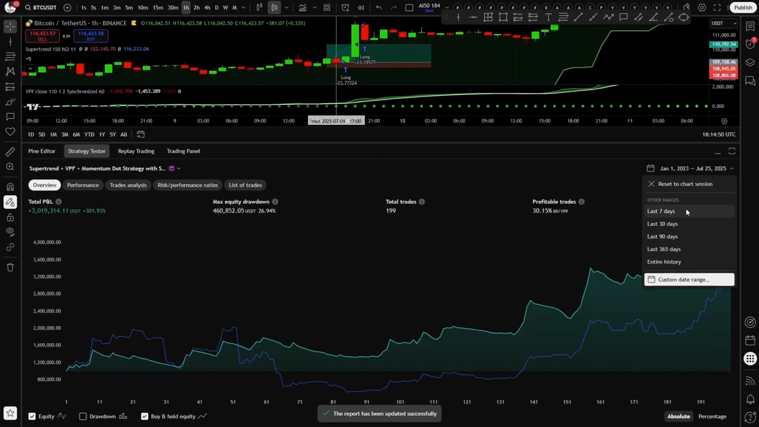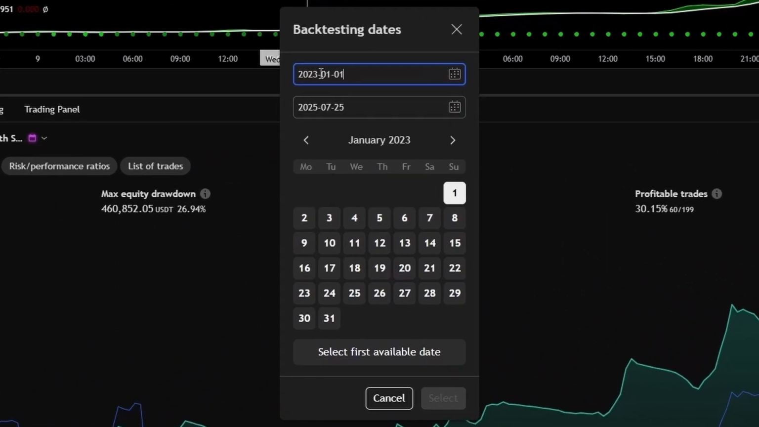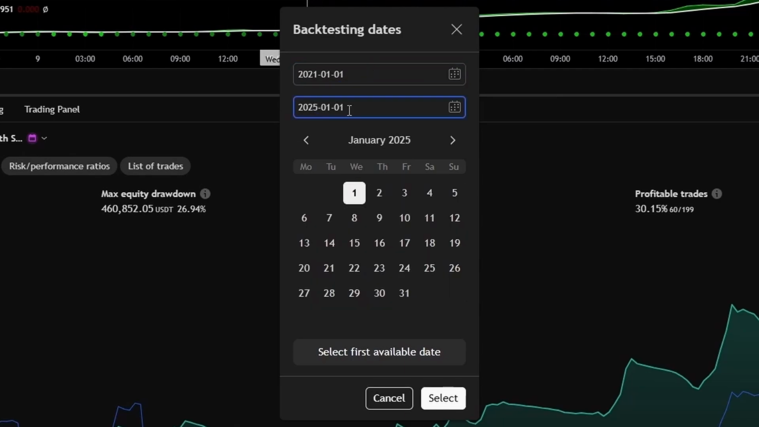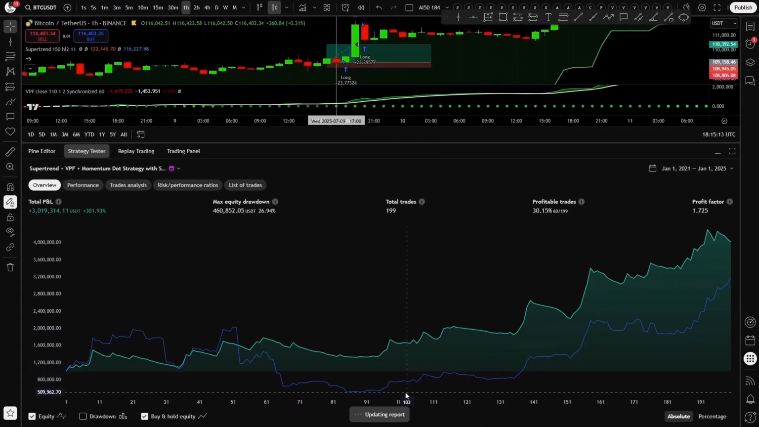The strategy was optimized for the last 4 years, starting from the 1st of January 2021 until the 1st of January 2025. I am leaving 6 months of out-of-sample data. We will take a look at that a bit later. Let's generate the results. On these 4 years, the strategy took 199 trades, generated 300% net profit with 26% maximum drawdown, and a 1.7 profit factor.